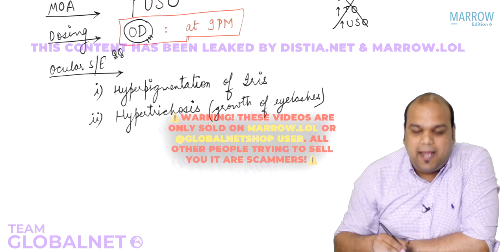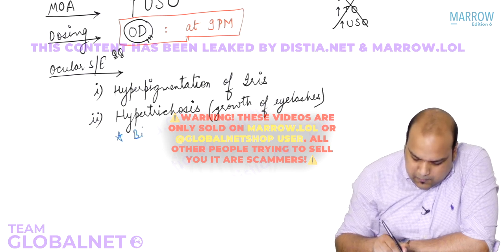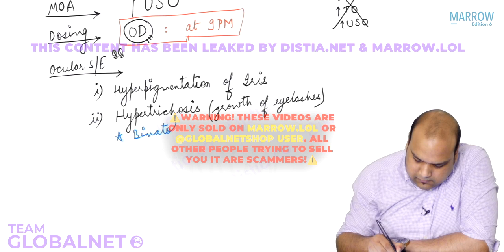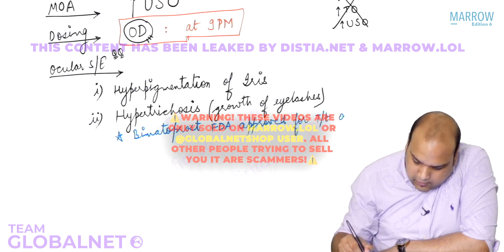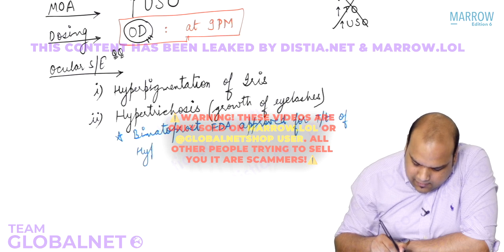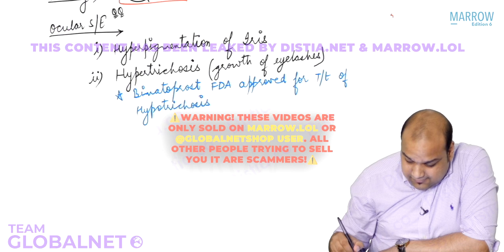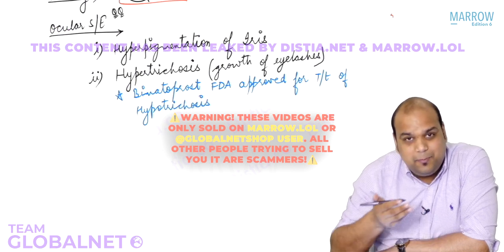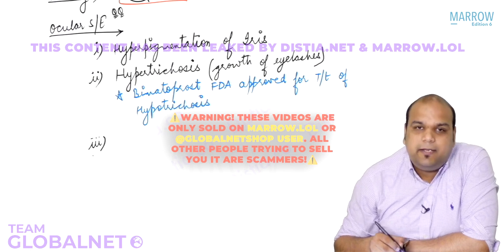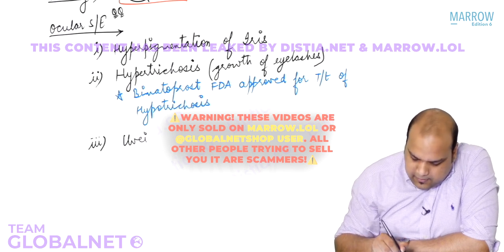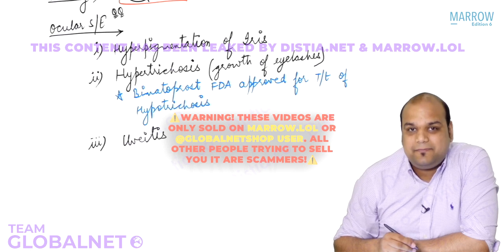Even though this is a side effect, actually, bimatoprost is FDA approved for treatment of hypotrichosis. You can use it. It's a very simple treatment. Yes. Number 3. The third important side effect is this causes inflammation in the eye, uveitis.